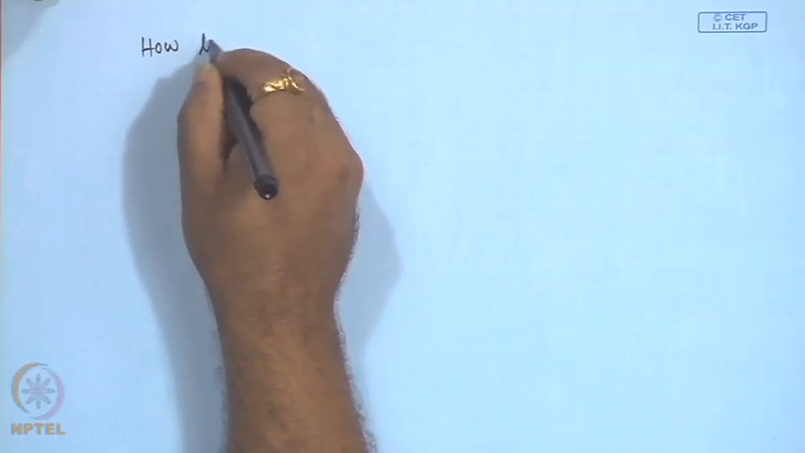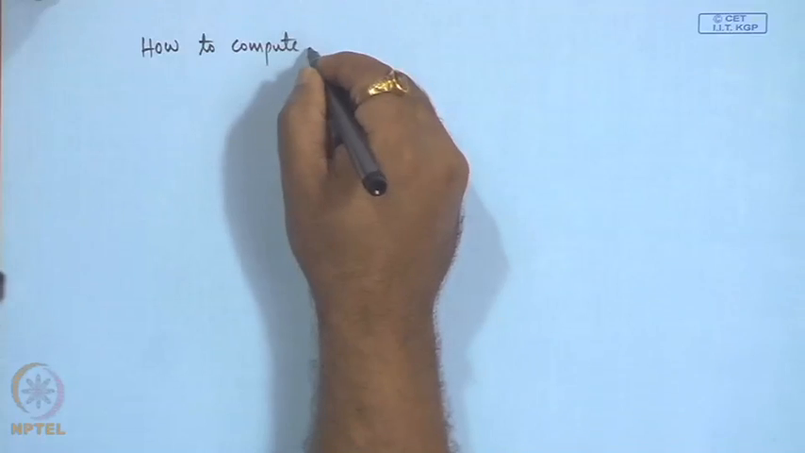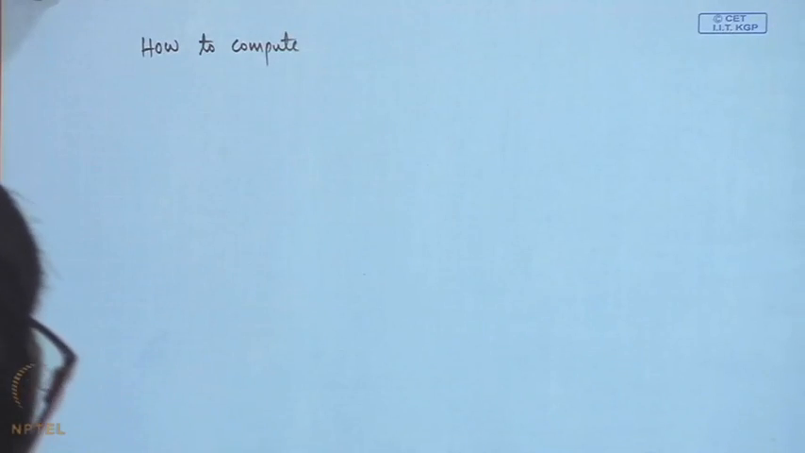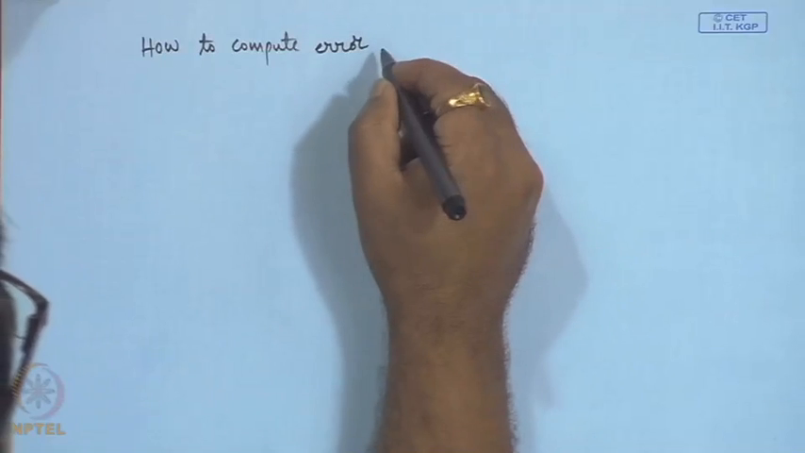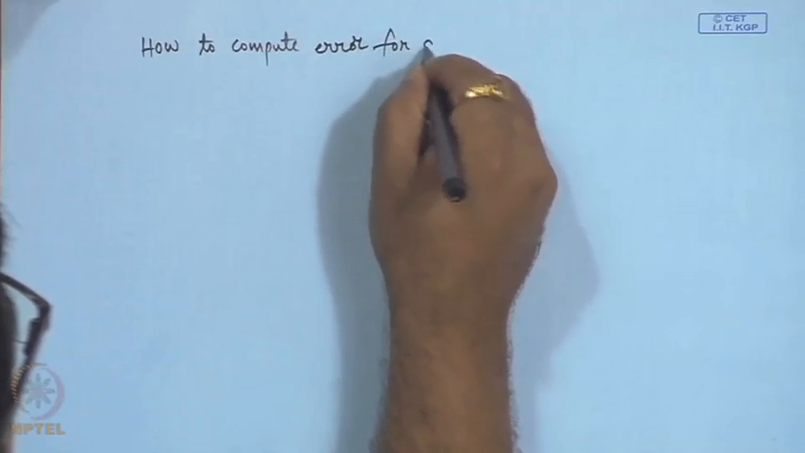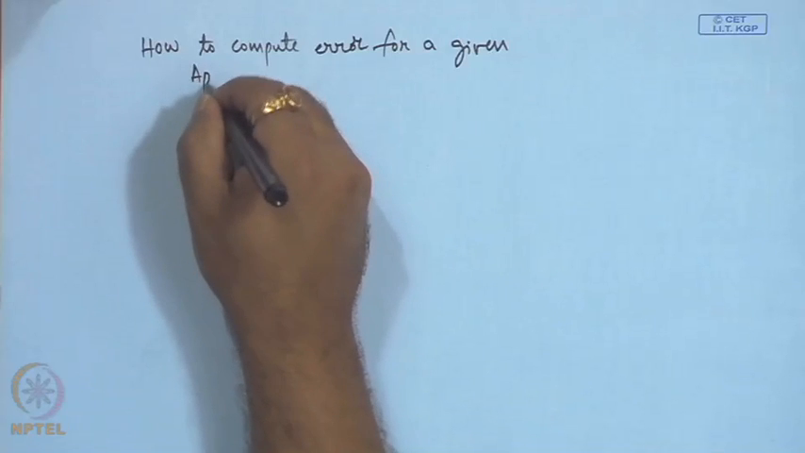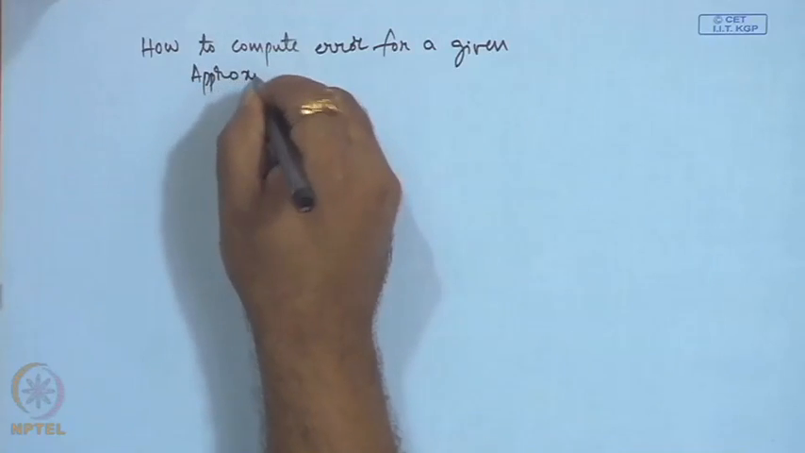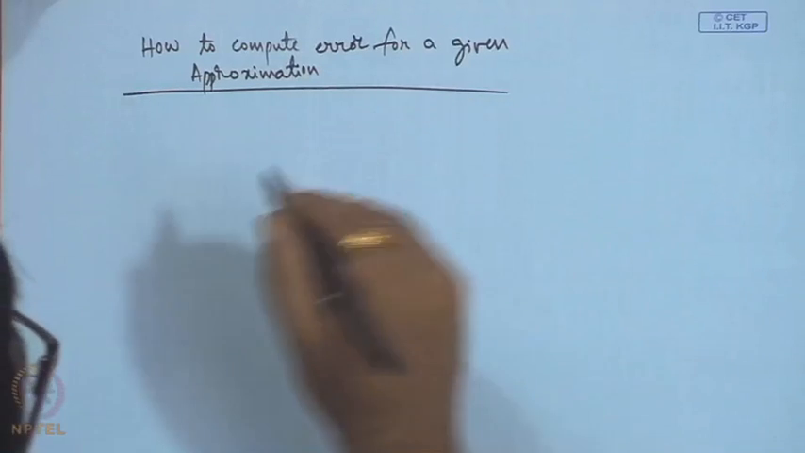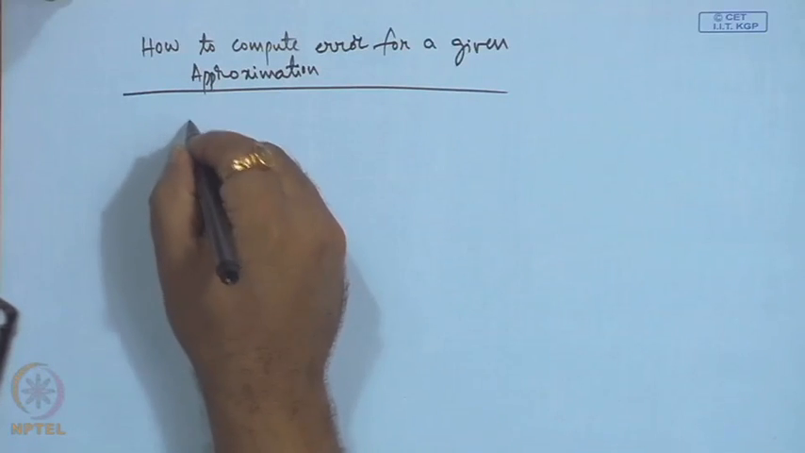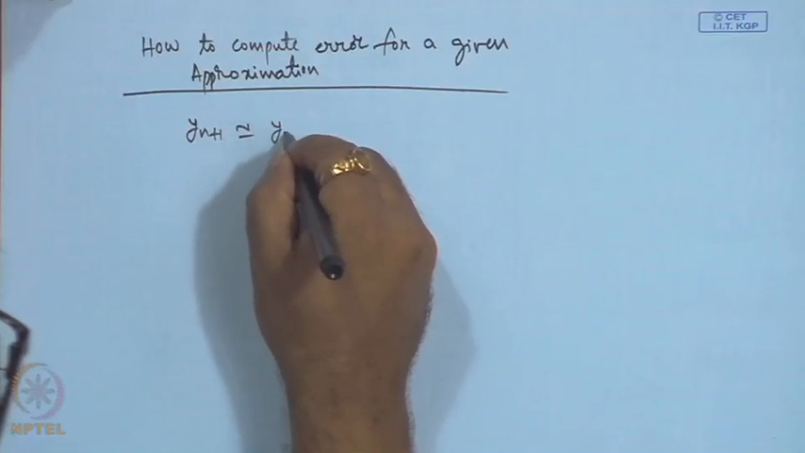So, how to compute error for a given approximation. So, let us say we have the following approximation.